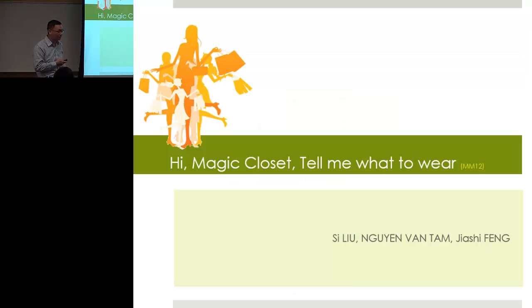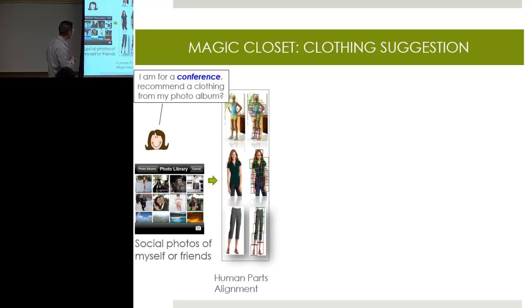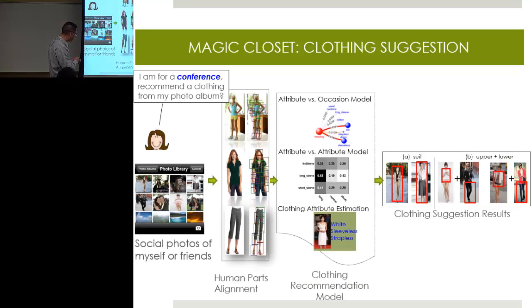So for the first one, the so-called Magic Closet, Magic Closet expects to implement two functions. The first one is that you can tell the system what you should do today. For example, you say, I will go for a conference. And then, based on your photo and also maybe some clothes photos in your computer, the system will do the analysis and then recommend the suitable clothes for you to wear for this occasion. So this is the first function.